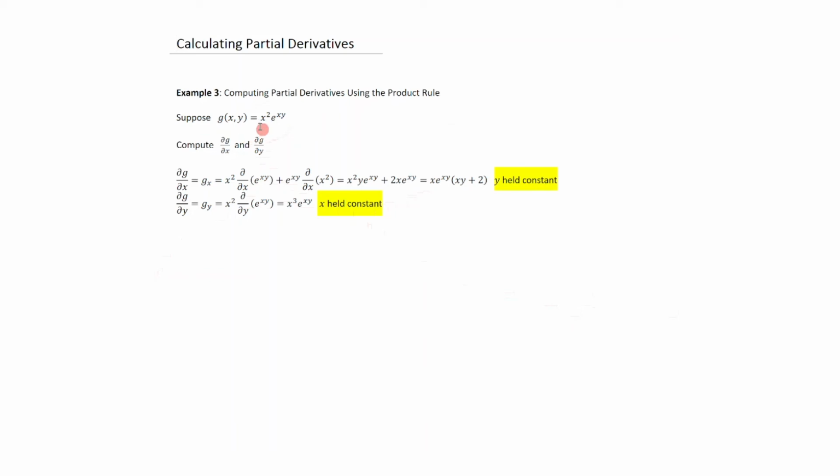For y, you take the derivative of just this term with respect to y, because this just appears as a constant. So this is really all that's happened here. You take the derivative with respect to this, and then the derivative with respect to the x squared term. You work this out and end up with an expression that looks like this. With the partial derivative with respect to y, the x squared can come out, and you're just taking the derivative of this expression, and you end up with x cubed e to the power xy. Again, this is with x held constant, and this was with y held constant.